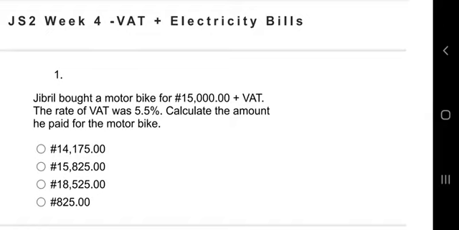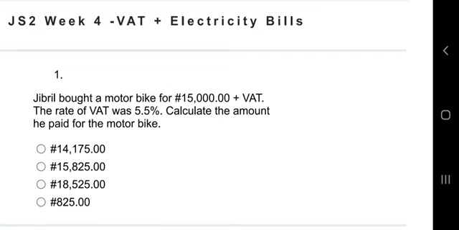So in this class, we want to look at practice questions on value added tax and electricity bills, how to calculate VAT and electricity bill. We'll start with the first question that says, Jubri bought a motorbike for 15,000 naira plus VAT. That is, apart from the 15,000 naira, he is going to pay tax on it, value added tax. The rate of VAT was 5.5%. Calculate the amount he paid for the motorbike.